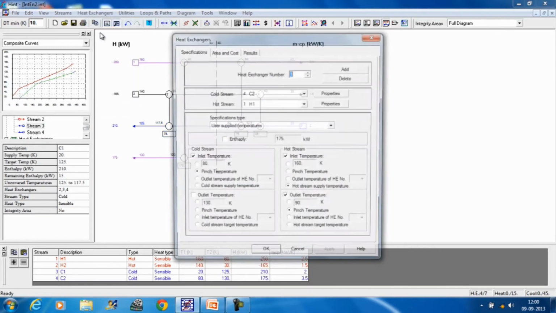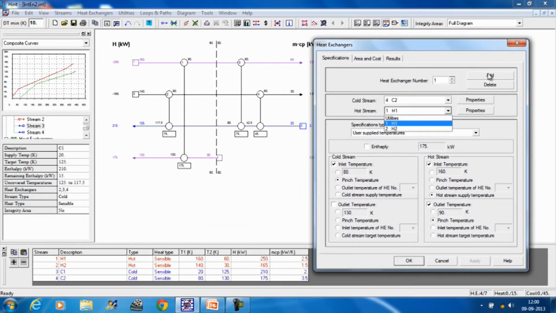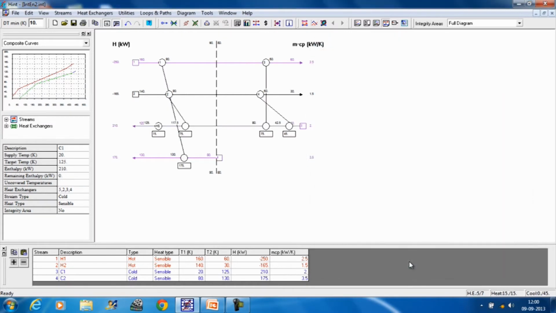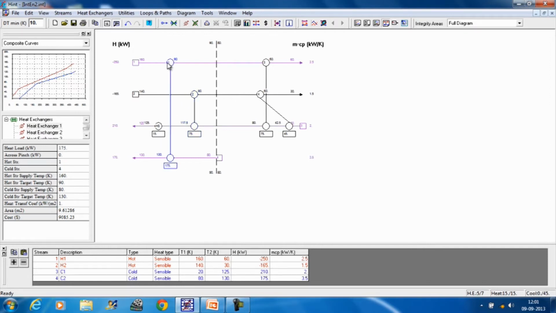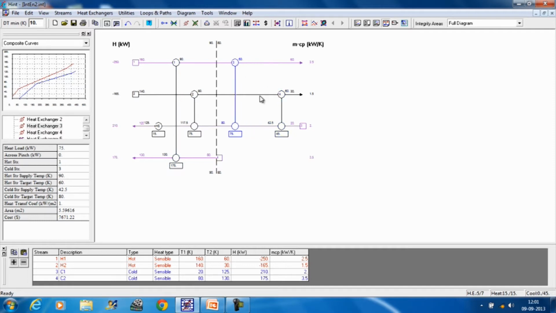So, again we go to the heat exchanger, add, and here we add this 5th number, then cold stream number is 3 and hot stream is utility, and the enthalpy is 15, and the cold inlet temperature is 117.5. So, if I say OK, it puts a heater here, and this heater heats this cold stream from 117.5 to 125, and its capacity is about 15 kilowatt. Now, we have to put a cooler here.